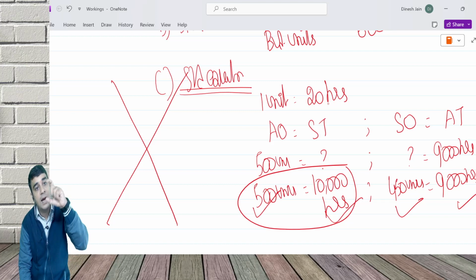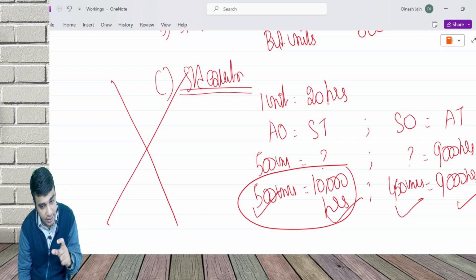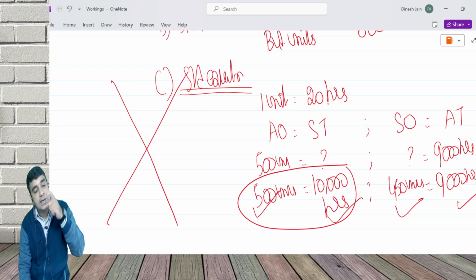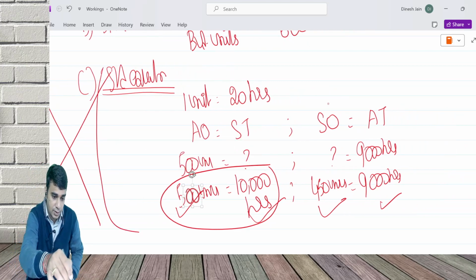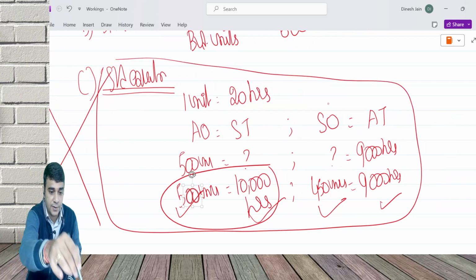Standard output and actual time is interlinked. Actual output and standard time is interlinked. Write this first now. Then standard equation. In table we'll fill it later. First write this.